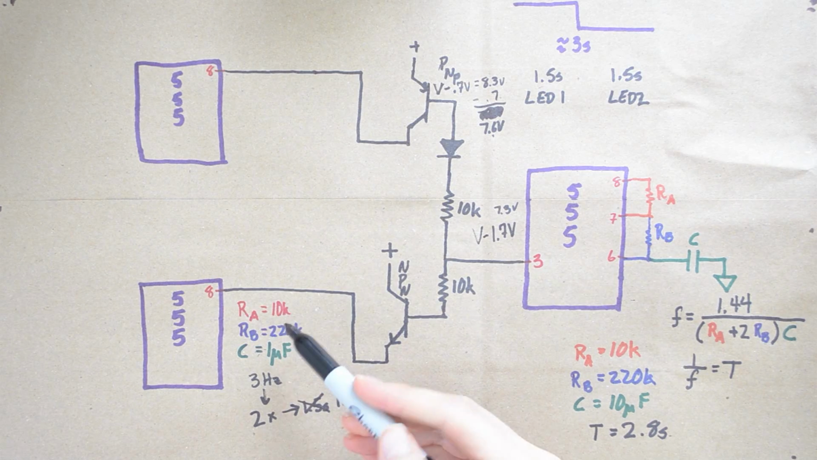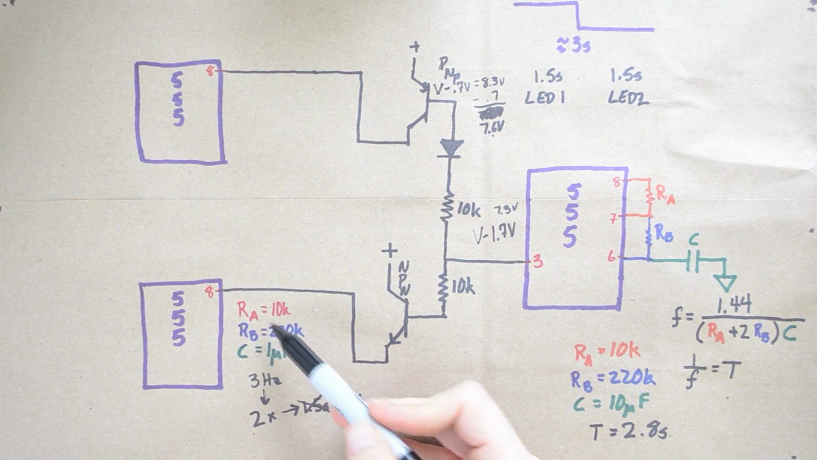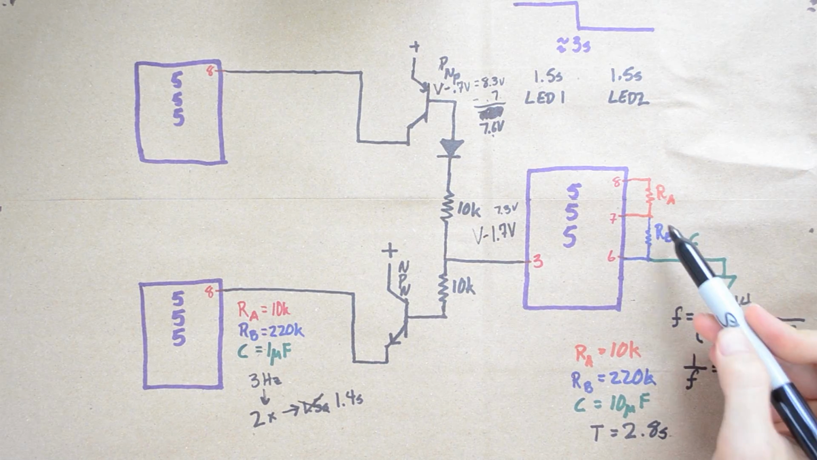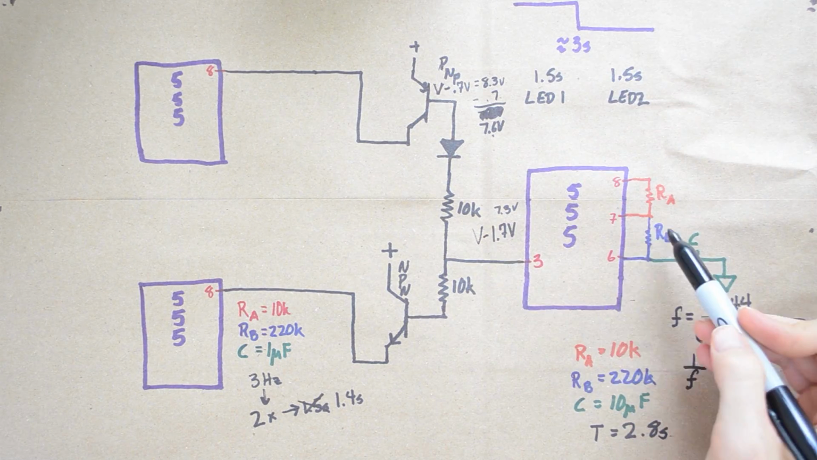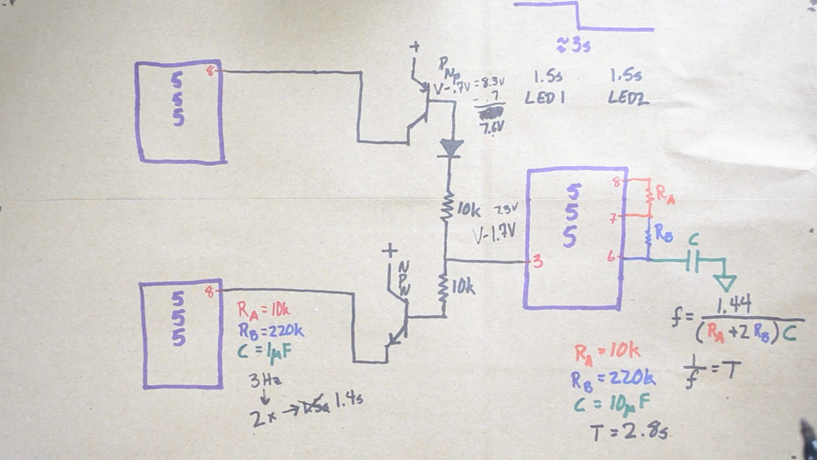And then you're able to adjust the individual blinking LEDs with RA, RB, and C. You're able to adjust the overall timing scale with this 555 timer with RA, RB, and C as well.